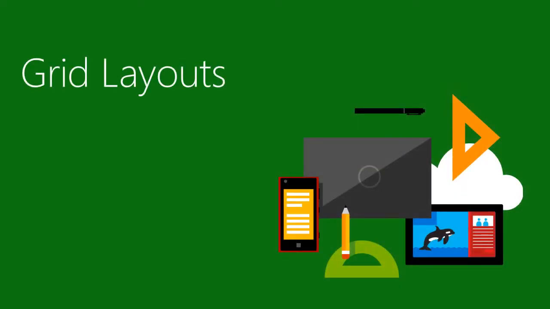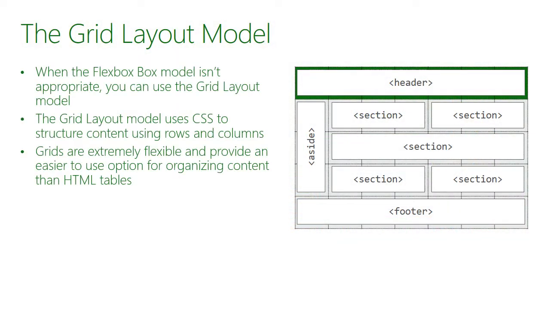Let's have a look at grid layouts. When the flexbox model isn't appropriate, you can also use the grid layout model. You can see this on the right-hand side. The grid layout model uses CSS to structure content using rows and columns. Grids are extremely flexible and provide an easier-to-use option for organizing content than HTML tables. They also give a much nicer appearance to the website.